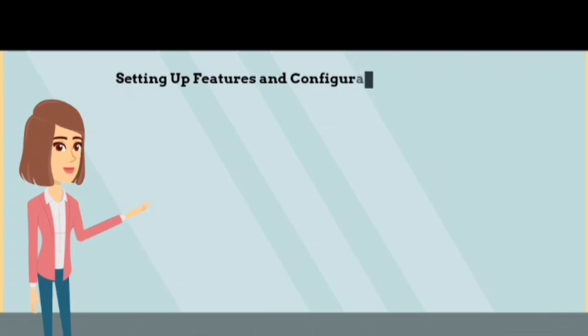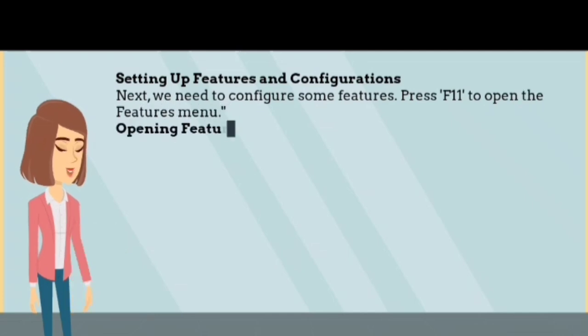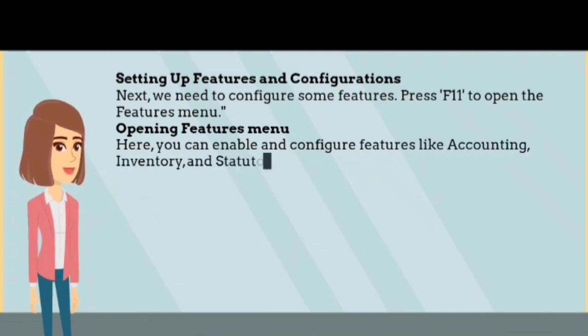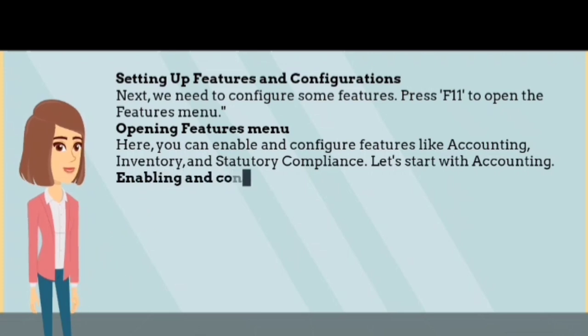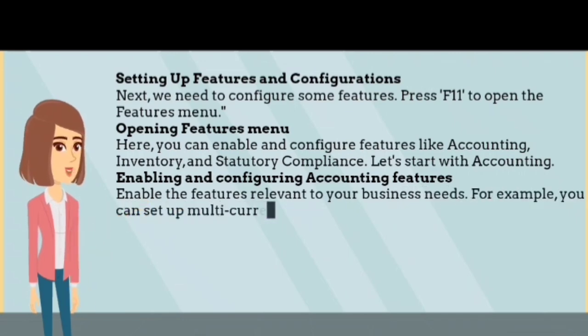Setting up features and configurations. Next, we need to configure some features. Press F11 to open the Features menu. Here, you can enable and configure features like accounting, inventory, and statutory compliance. Let's start with accounting. Enable the features relevant to your business needs. For example, you can set up multi-currency, interest calculation, and cost centers.